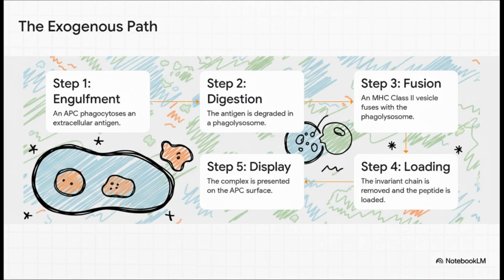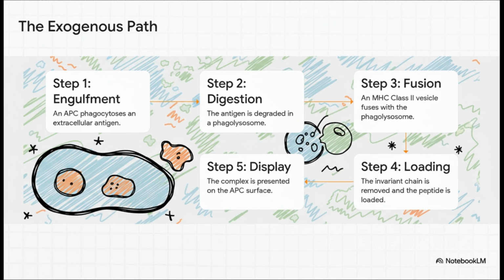Now for the other side of the story, the exogenous path. An APC, like a macrophage, eats a bacterium. It gets trapped in a deadly bubble called a phagolysosome and gets digested. Meanwhile, in the ER, MHC class II molecules are being made.